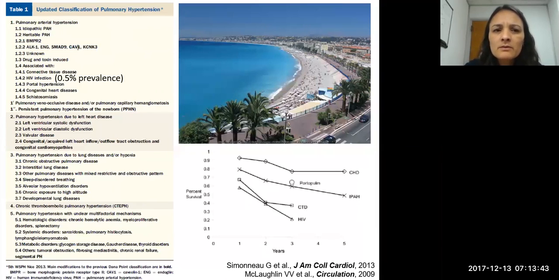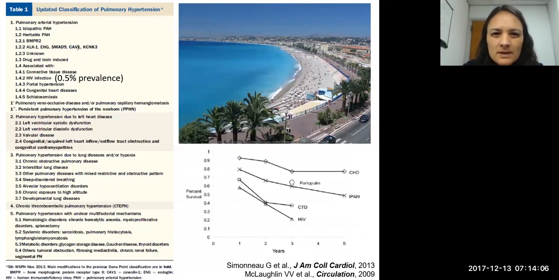But the most important reason why we spend so much time phenotyping patients when we meet them is because not only do we want to identify other associated diseases that we should know about and should potentially treat, like HIV, we also are able to use this information to prognosticate.